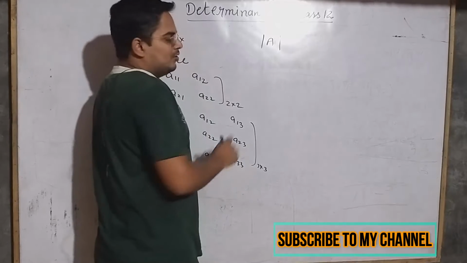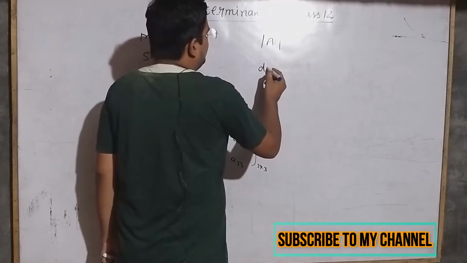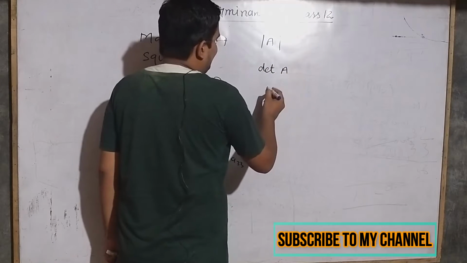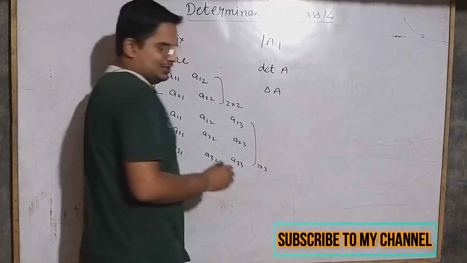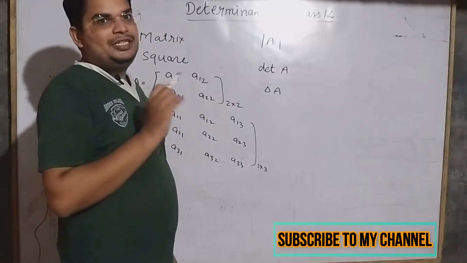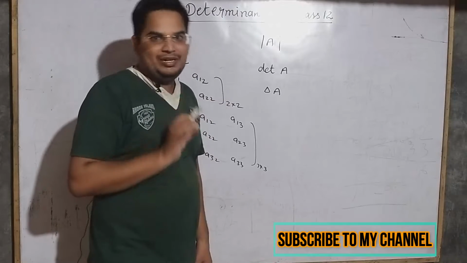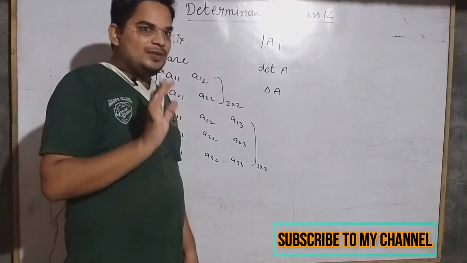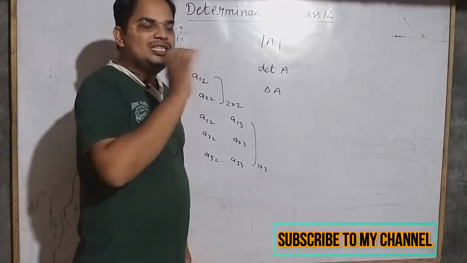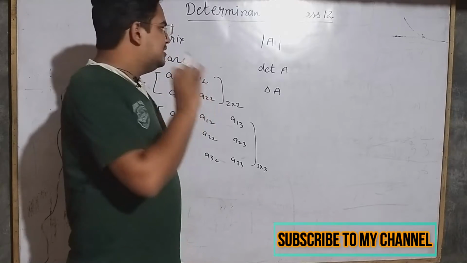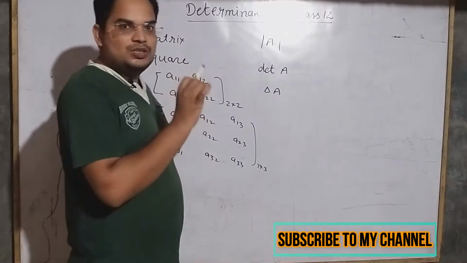This is the determinant of A, and it is also denoted by determinant of A like this, and also by delta A like this. There are three ways to denote any determinant, and determinants are possible only for square matrices. A determinant is not possible for 2 by 3 matrices or 3 by 2 matrices, only for square matrices.